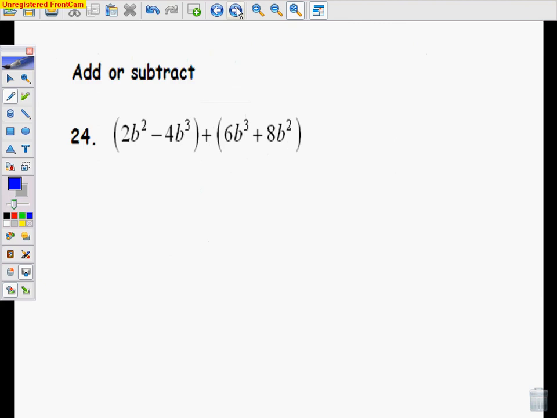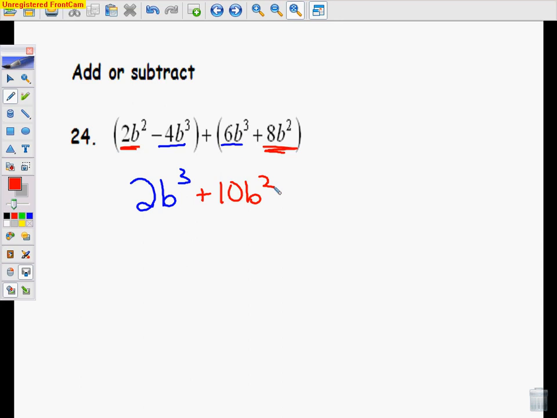All right. Here, add or subtract. Well, this problem, we're going to add, because there's an addition sign between them. Whenever you're adding polynomials, you just add the like terms. So we have like terms here of negative 4b cubed and positive 6b cubed. So that adds up to be 2b cubed. And then we also have like terms of 2b squared and 8b squared. And that adds up to 10b squared.